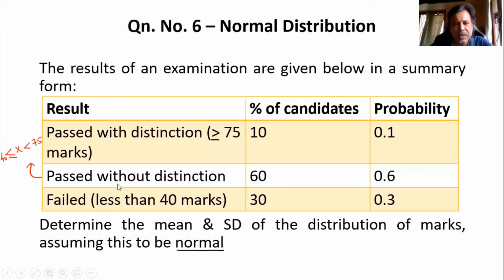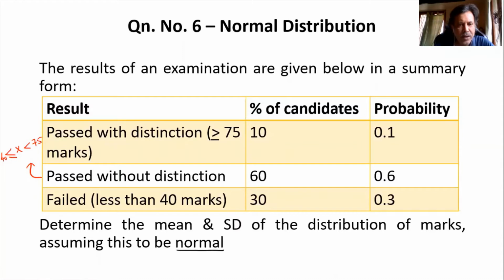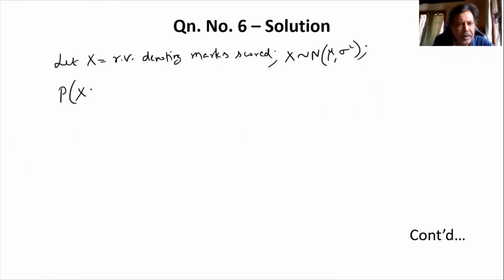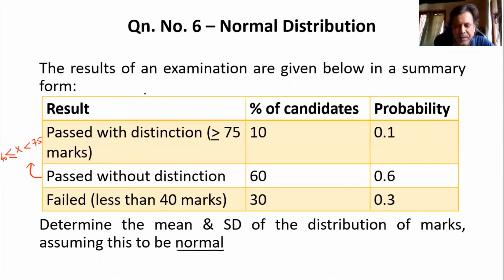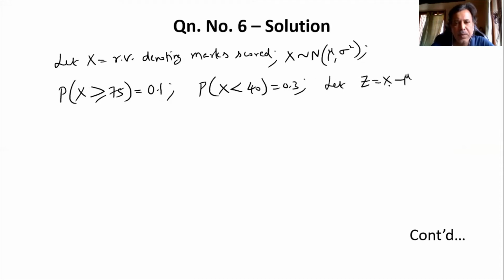Now, what is given? Passed with distinction and failed, both are given. So the probability of X greater than or equal to 75 is given as 0.1. Then for failed, the probability of X less than 40 is given as 0.3.